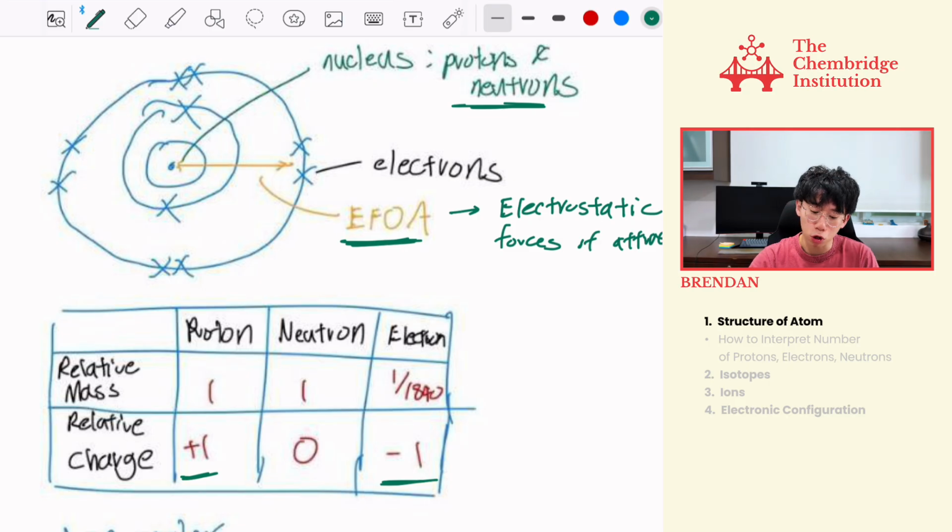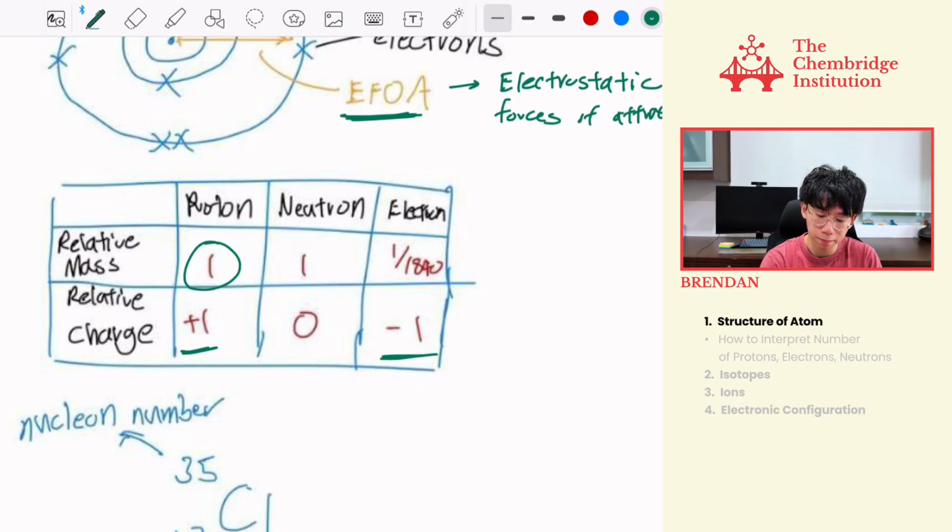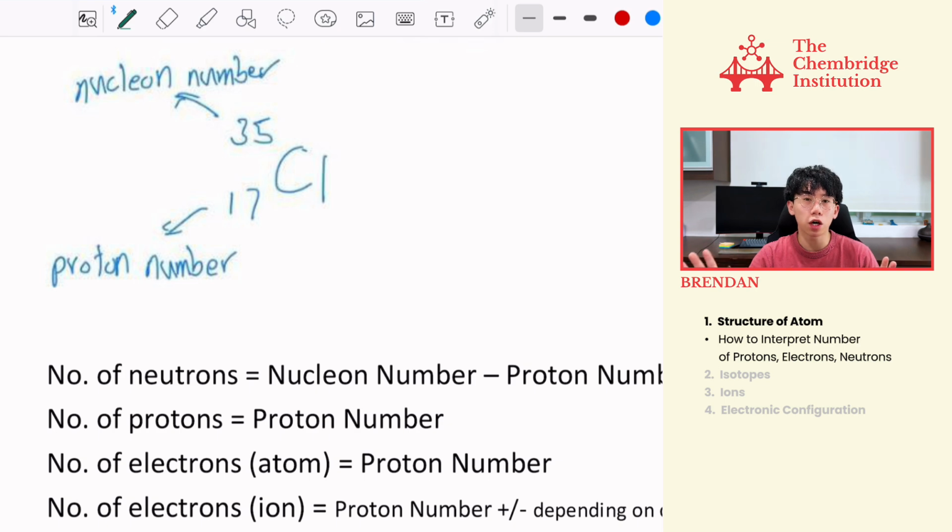We must also know about the relative mass and relative charge of these different components of an atom. For example, a proton has a relative mass of 1 and a relative charge of +1. Neutrons, on the other hand, have a relative mass of 1, but a relative charge of 0. Then we have electrons. They have a relative mass of 1 out of 1840, and a relative charge of -1.